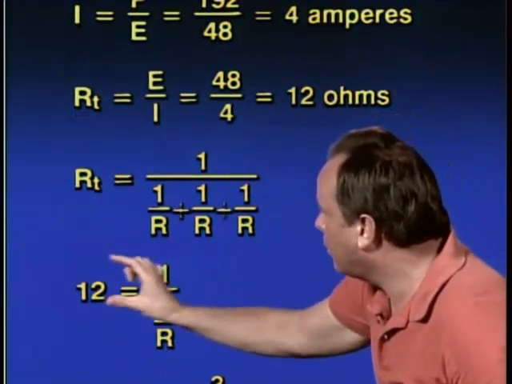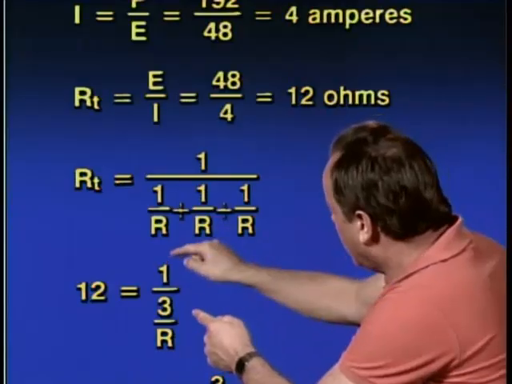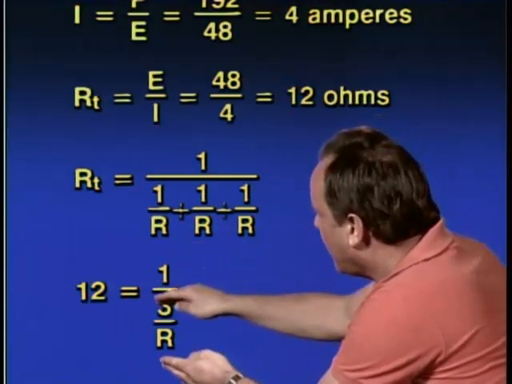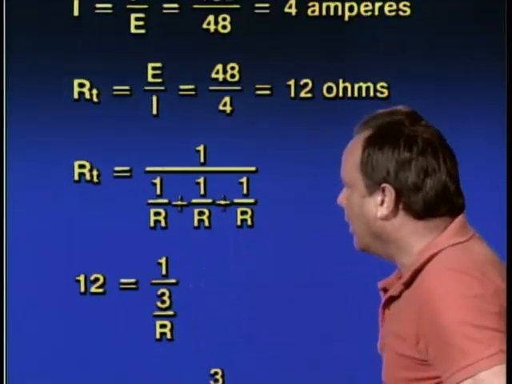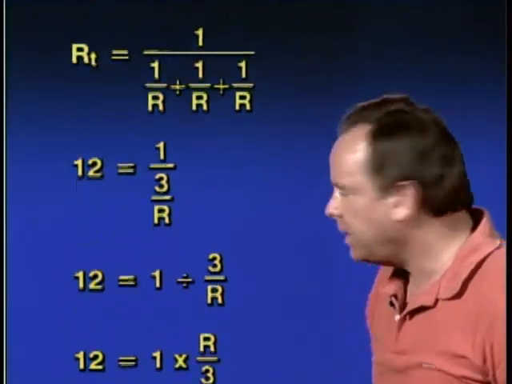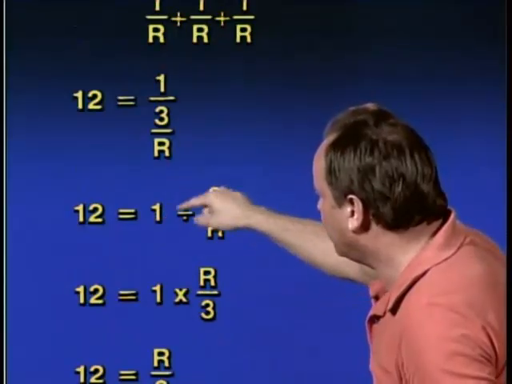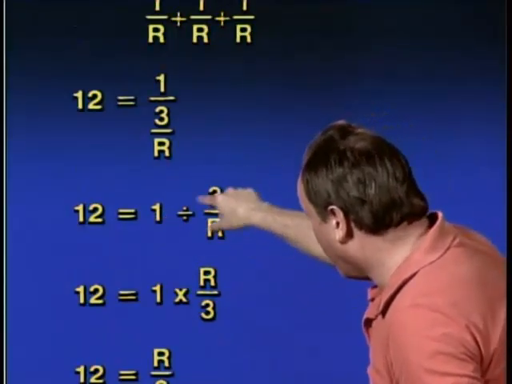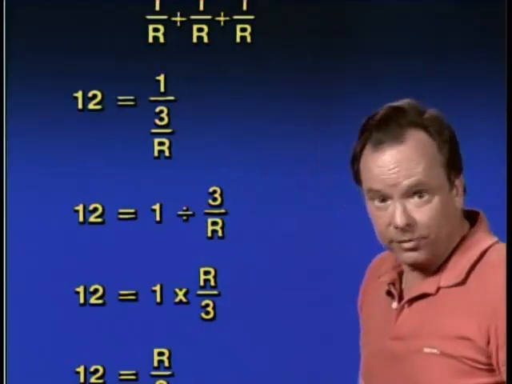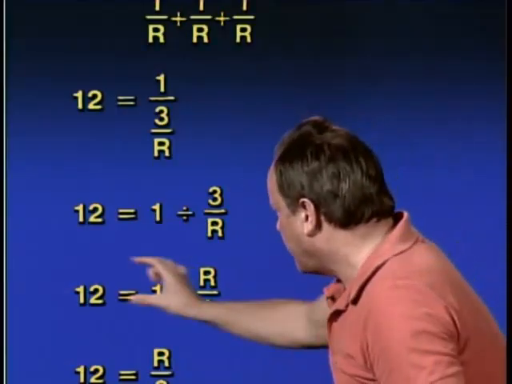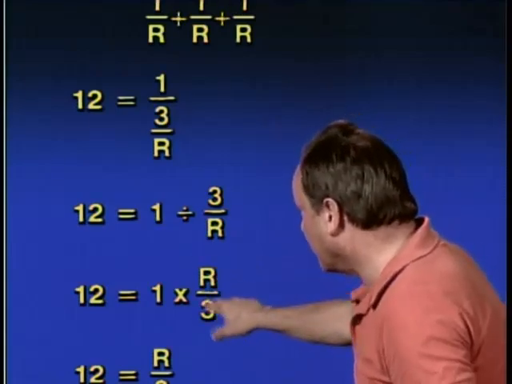So that 12 ohms as a total resistance can also be expressed as 1 over the fraction 3 divided by the resistance value for each one of those resistances. Now we can simplify that expression just a little bit. The 12 ohms total resistance is equal to 1 divided by 3 over the individual resistances. Now we want to get rid of the division sign. All we have to do is flip-flop that fraction, as you know. So that total resistance is equal to 1 times the individual resistances divided by 3.